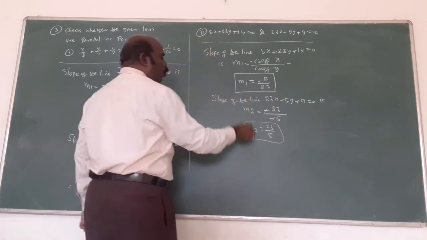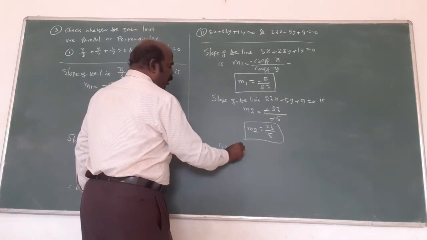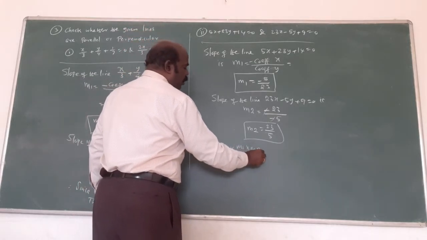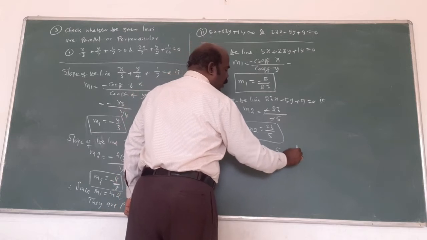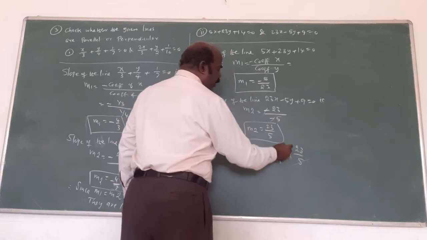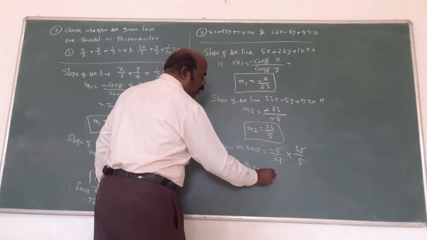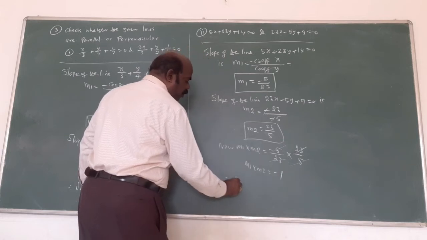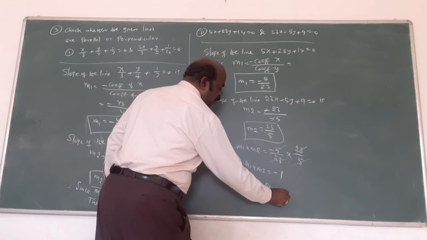Now after finding the slopes, they are not equal, so you multiply both. m1 into m2 equals minus 5 by 23 into 23 by 5. The 5 cancels, this also cancels. The product of the two slopes equals minus 1. Therefore, they are perpendicular lines.